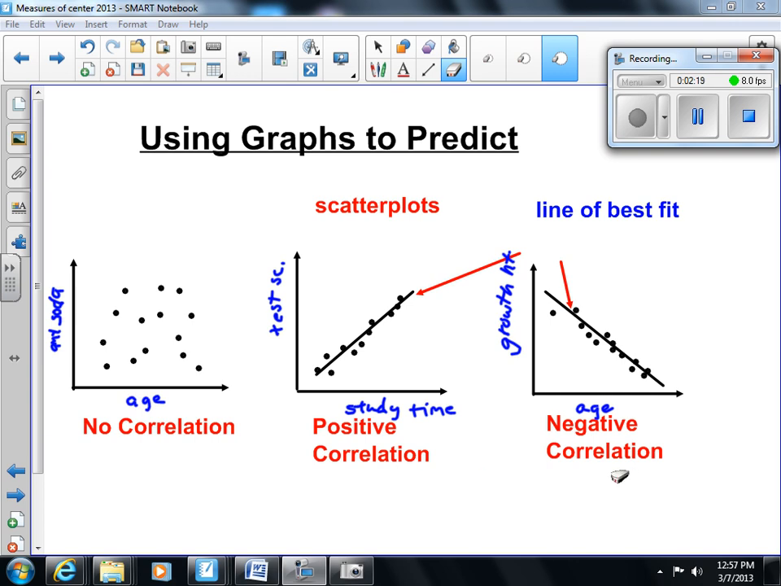And then the last one is, if your trend is going downward, we call that a negative correlation. For instance, let's talk about the older you get. As your age increases, what happens to your growth in height? It decreases and eventually stops. You don't grow anymore. So this is a negative correlation. And how would you explain it? The older you get, the less you grow.